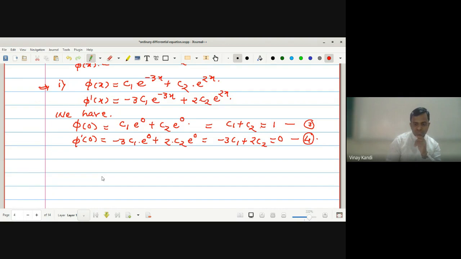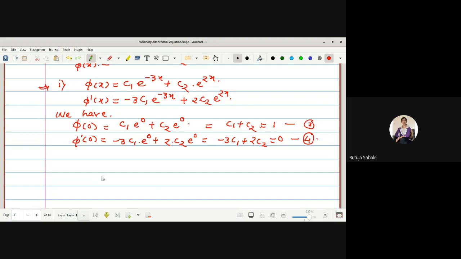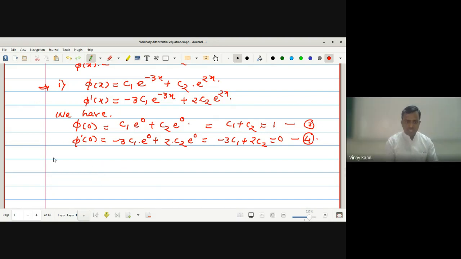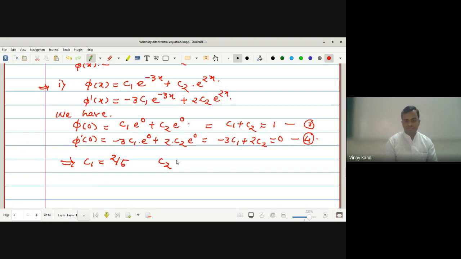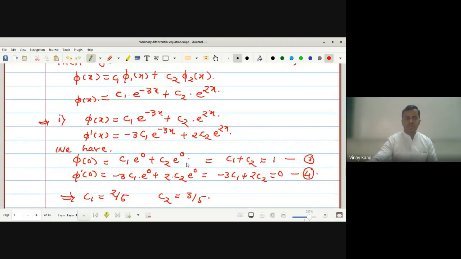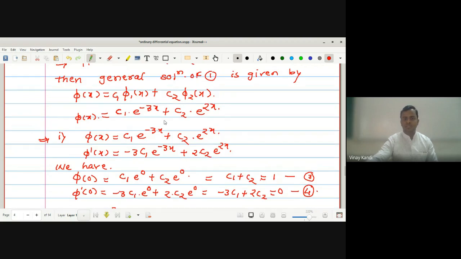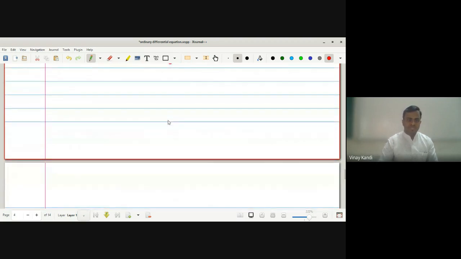Okay, what are the values of C1 and C2? 2 by 5 and 3 by 5. Okay, which implies that C1 is equal to 2 by 5 and C2 is equal to 3 by 5. Okay, now putting these values in the equation above, phi of x.